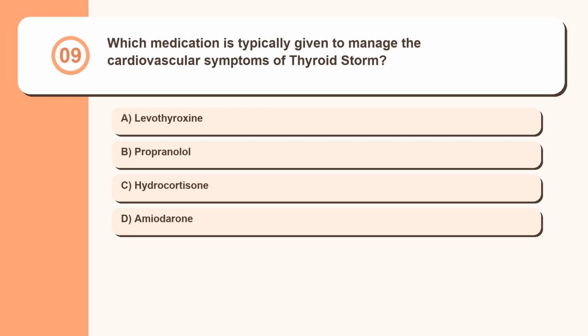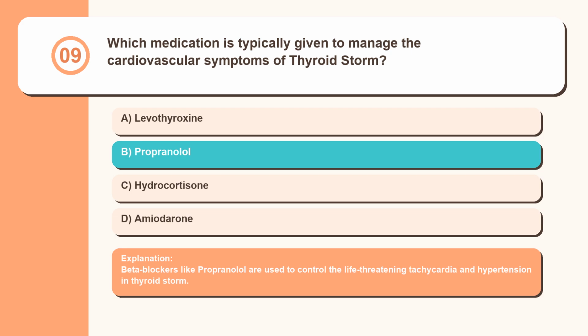Question 9. Which medication is typically given to manage the cardiovascular symptoms of thyroid storm? Levothyroxine, propranolol, hydrocortisone, amiodarone. Beta blockers like propranolol are used to control the life-threatening tachycardia and hypertension in thyroid storm.